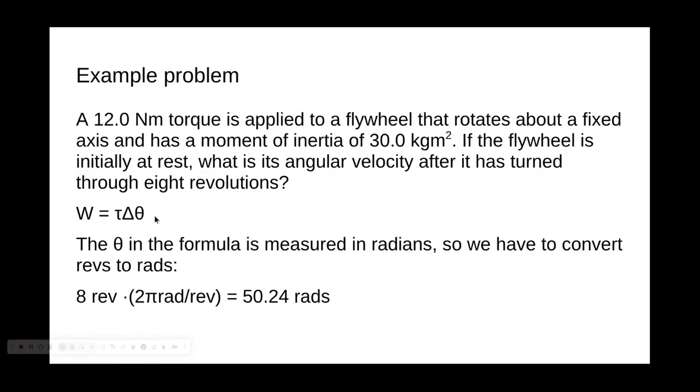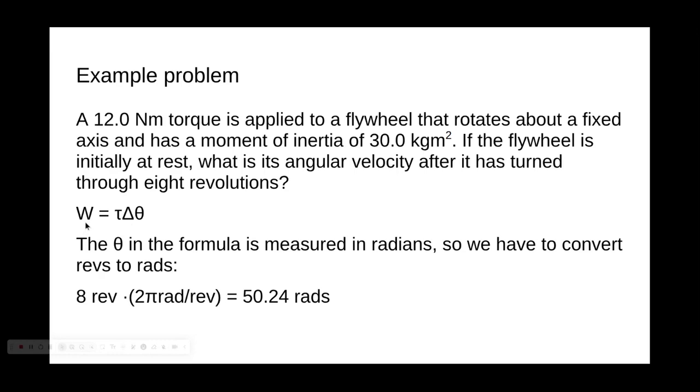Here's an example problem. A 12 Newton meter torque applied to a flywheel rotates about a fixed axis with a moment of inertia of 30 kilogram meters squared. If the flywheel is initially at rest, what is its angular velocity after it has turned through 8 revolutions?